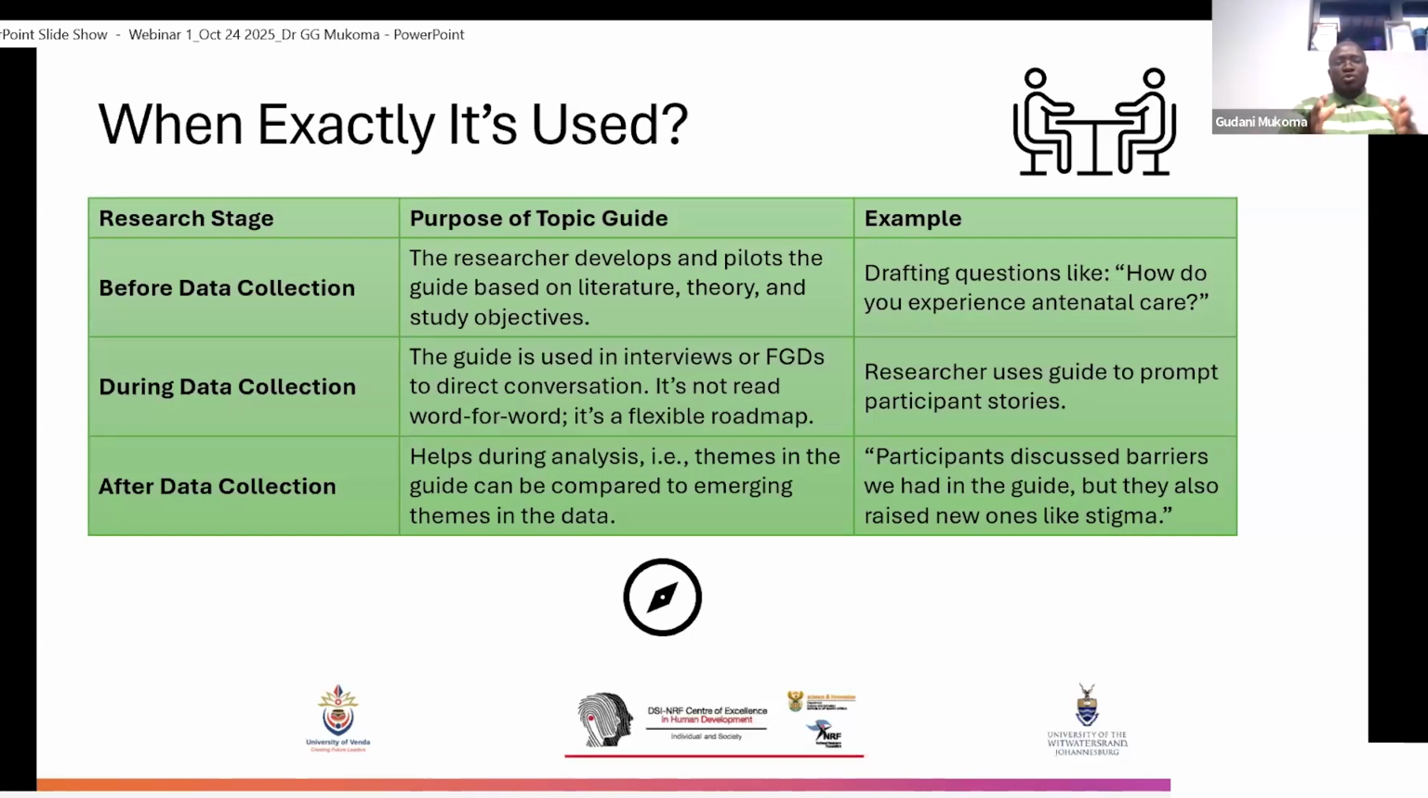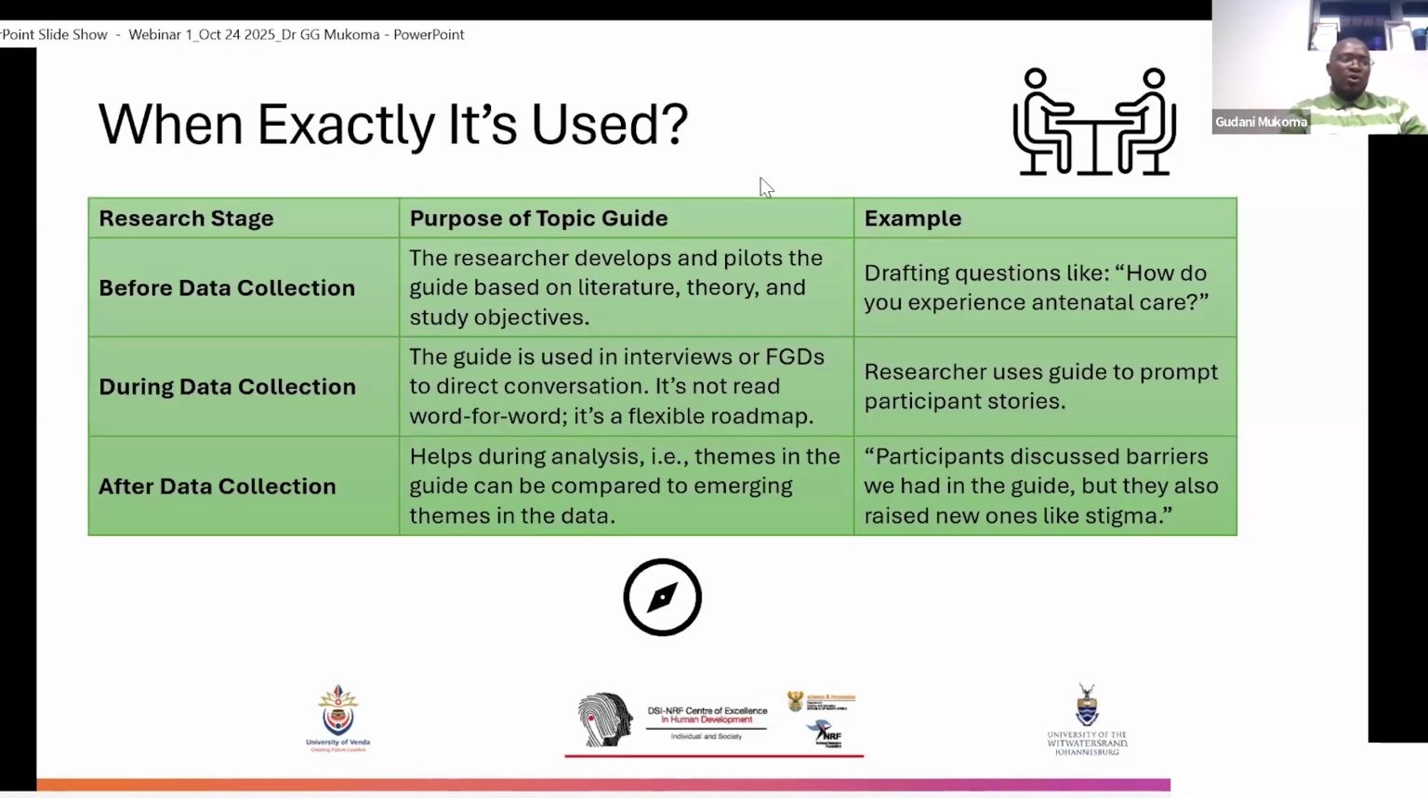And then after the data collection, this is where your topic guide helps you with your analysis. And this is now when you're talking about the stages of developing your themes. You can compare your themes with the questions that you had. Is what I'm getting the same as what I've captured in my questions? Do I see this information coming out? It also helps you think of the kind of themes that you will have to develop for you to be able to capture the data that the participant has shared with you.